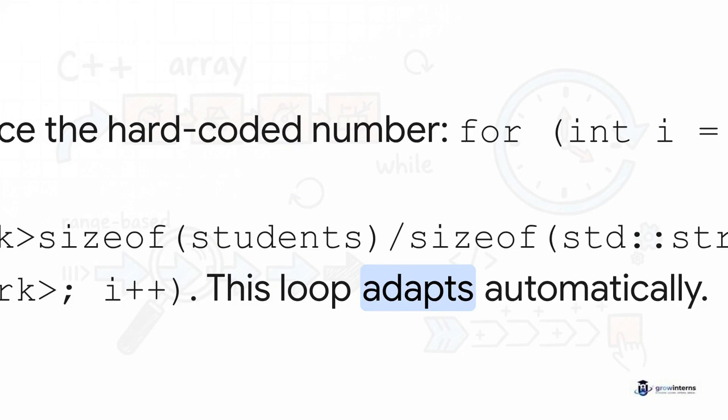All right, let's put it all together and build a better loop. We're going to take that fragile, hard-coded 3 and replace it with our dynamic sizeof formula. sizeof(students) gets the total bytes, and we divide it by the sizeof a single student string. And just like that, our loop is now totally robust. You can add 20 more students if you want. The loop will just know. It adapts automatically. You never have to touch this line of code again.